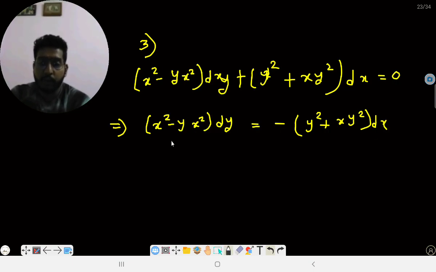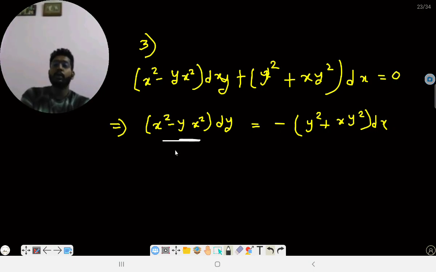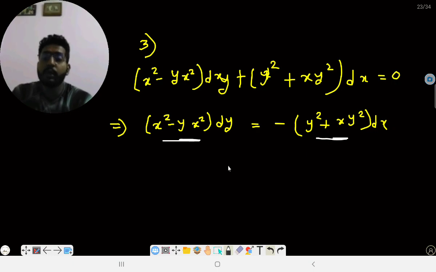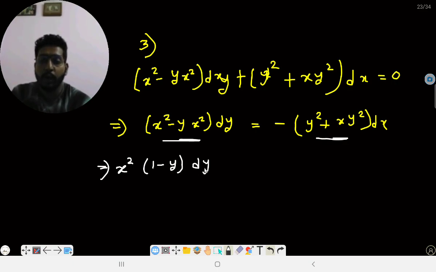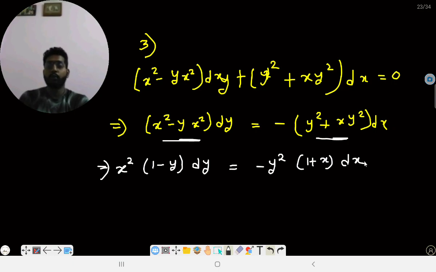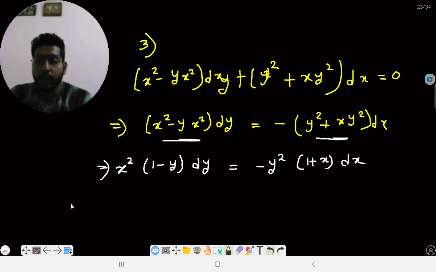If I look properly, you can see there is a common element. What is the common element here? x square. And from here, the common element is y square. So if I take x square out, it becomes 1 minus y, dy. From this, if I take y square out, it becomes y square into 1 plus x, dx. Just take the common element. Now we can apply separation, because with dy there will be a y term and with dx there will be an x term. Now it is possible to separate.